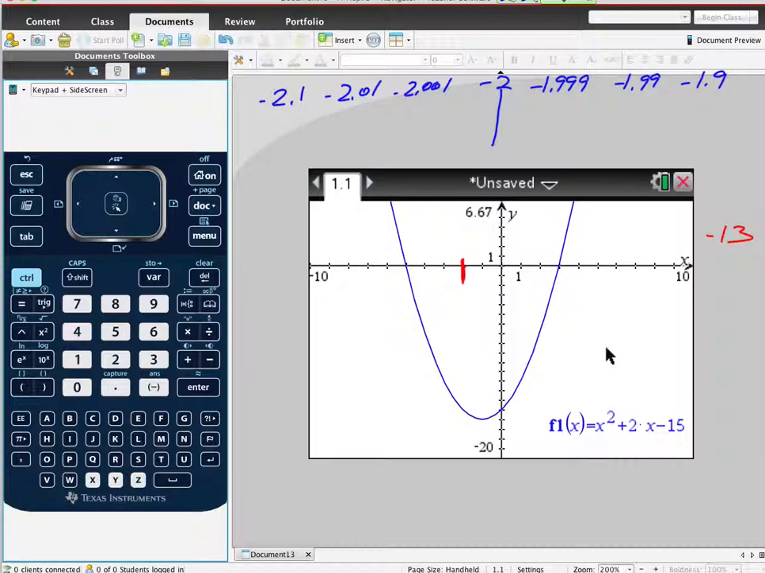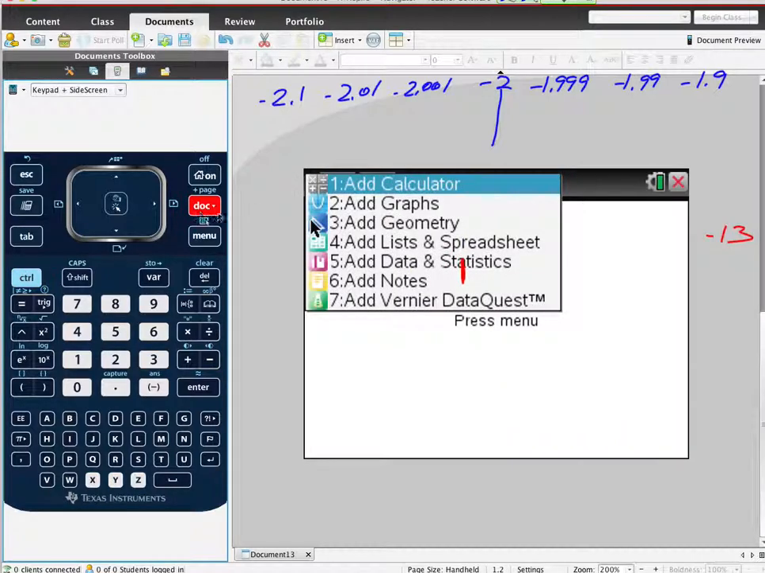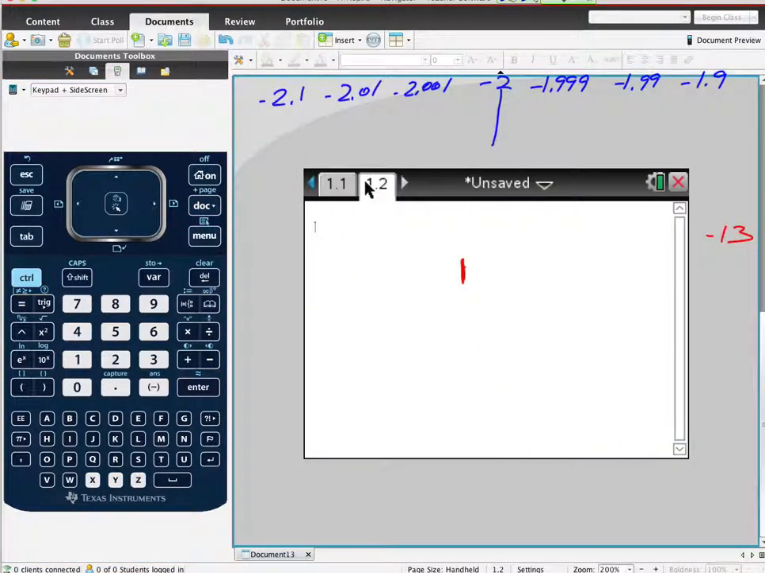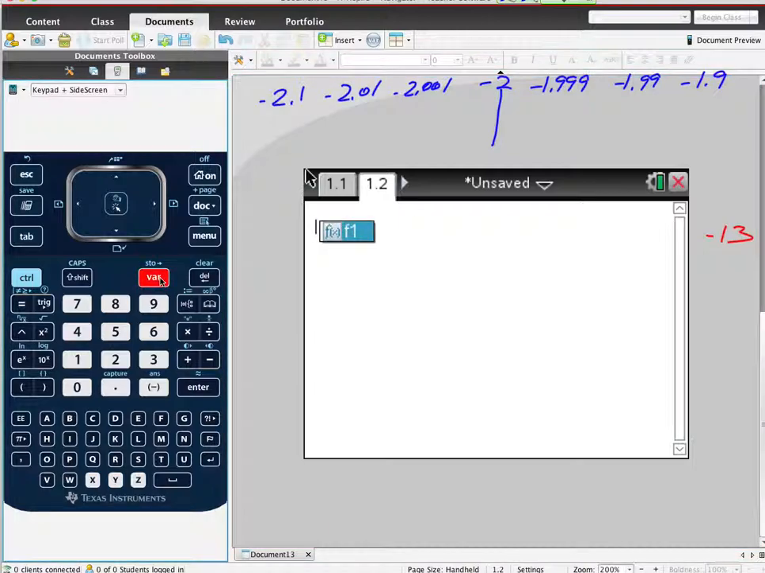So now what we want to do is plug these x values in and get the y values out. Okay? Here's what we're going to do to make that happen. We're going to set up a new page. So we're going to do Control Doc, and we're going to add a calculator. So Control Doc, add a calculator. And then I need to plug in all these values. So I'm going to press this VAR button. What do you think VAR stands for? Variables. Okay, I'm going to click that, and that function right there is the function that I just graphed.